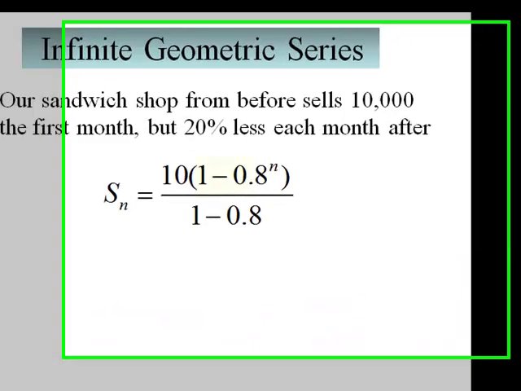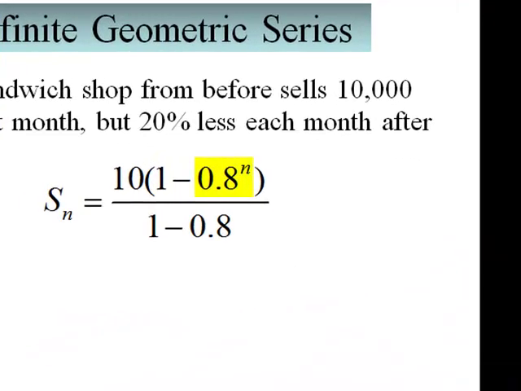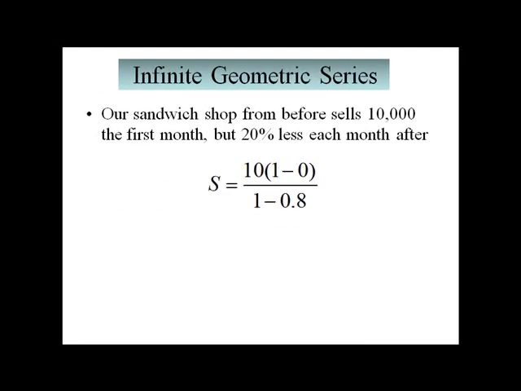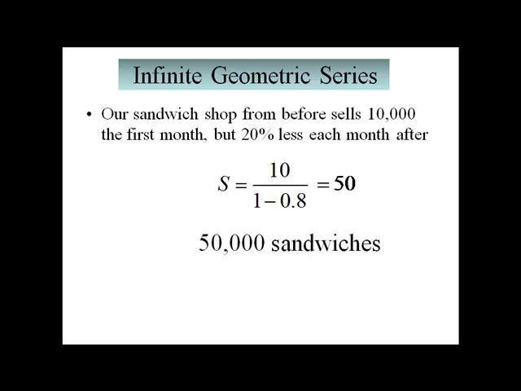So in our formula, if we look at this piece here, this is actually exponential. Not only is it exponential, it's exponential with a base less than 1. So as n goes to infinity, this piece actually goes to 0. It actually disappears, and our formula simplifies quite a bit. So it turns out that the sum is just 10 over 1 minus 0.8, which if we calculate is 50, or changing it back into thousands, 50,000 sandwiches.